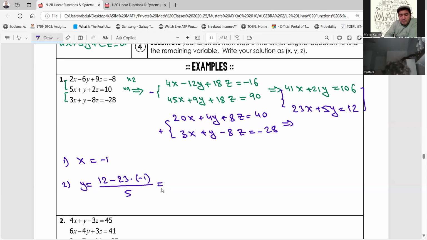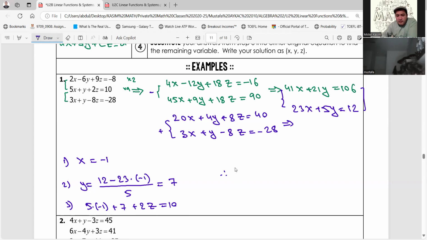If you calculate this, what did you get? It is 23, 35 is 7, right? 35 divided by 5. And now we plug it into any of the original equations, either 1, 2 or 3. Just look at which one is simple. I'm going to use the second equation. 5 times -1 plus y, which is 7, plus 2z, that's equal to 10. It's just a simple linear equation.